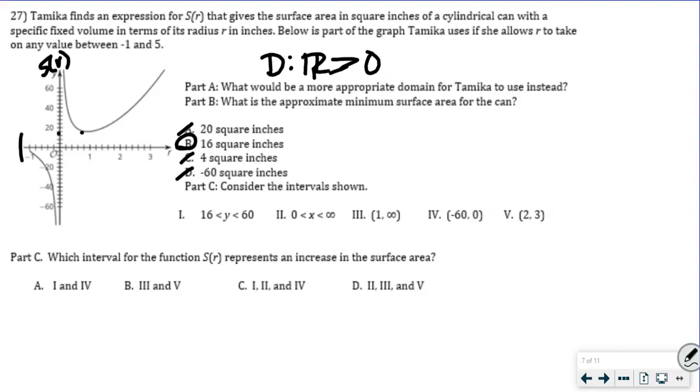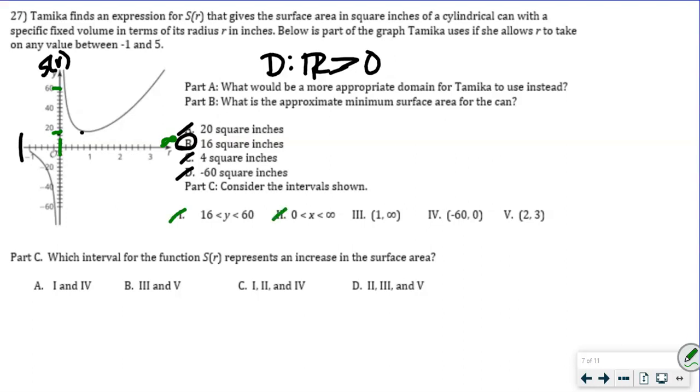Then part C says, consider the intervals shown. Which interval for the function S of R represents an increase in the surface area? If we look at the interval for the y here of between 16 and 60, 16 was where we were, and 60, it was definitely not increasing in that area. For our y values, it's actually going down. And for our x values from 0 to infinity, it's definitely not increasing the whole way there. So it's not 1 or 2.